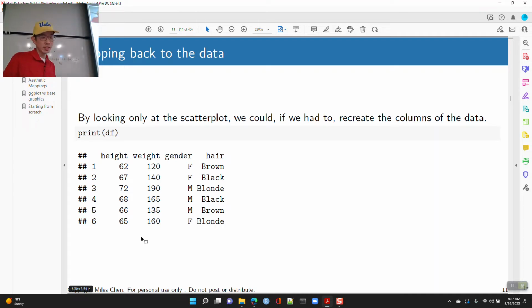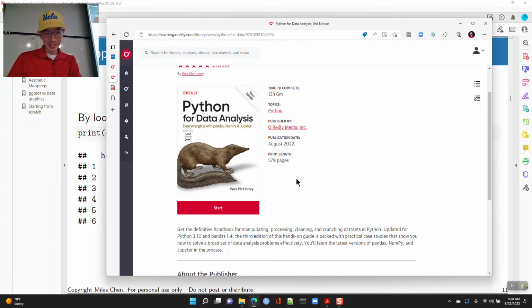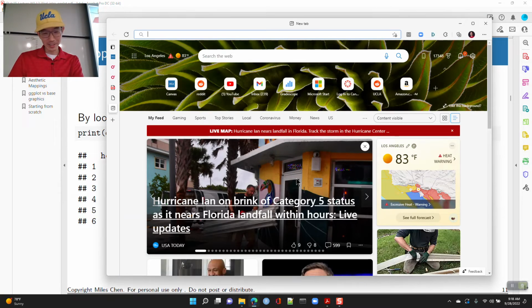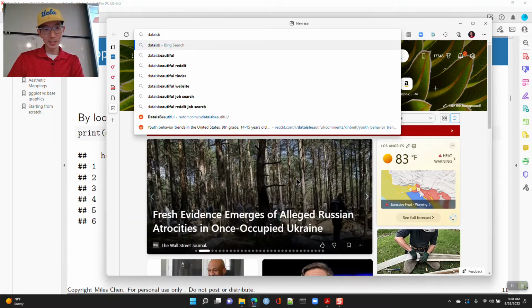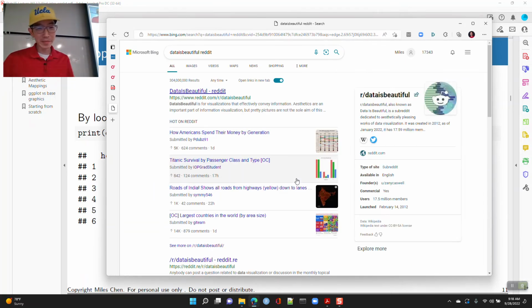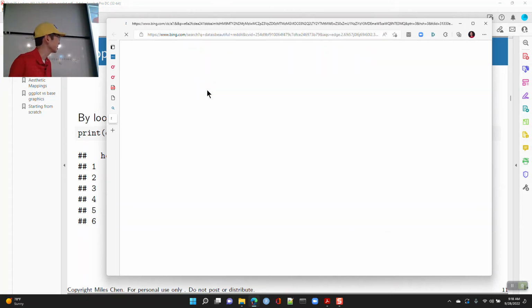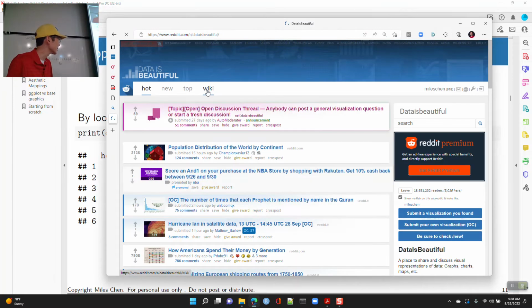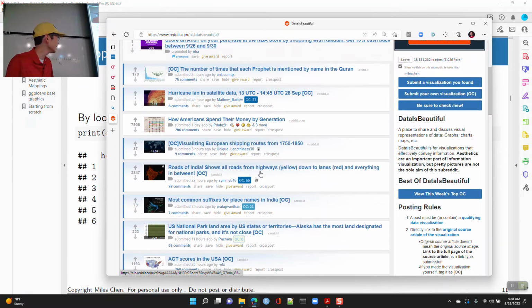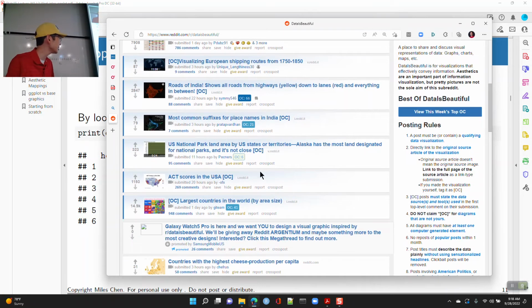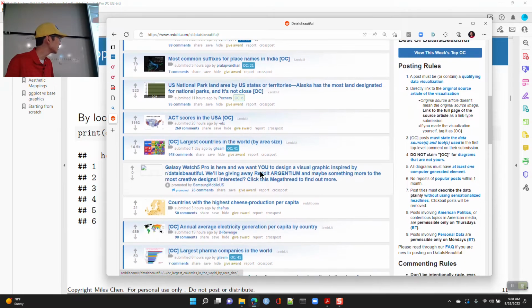And so on the internet, there are different places, and one of these is Data is Beautiful on Reddit, and spoiler alert, not everything on here is beautiful, okay? And so there are visualizations where it's difficult.